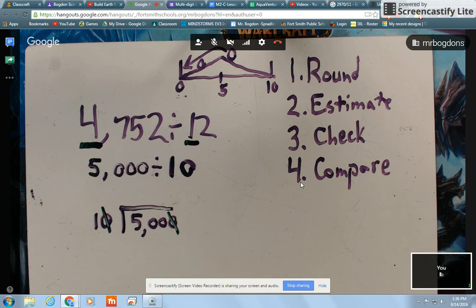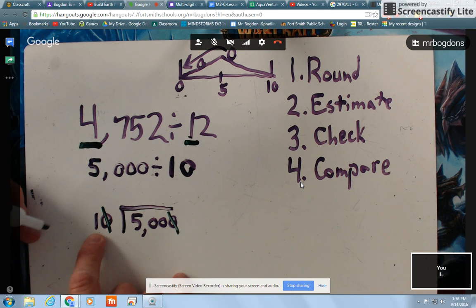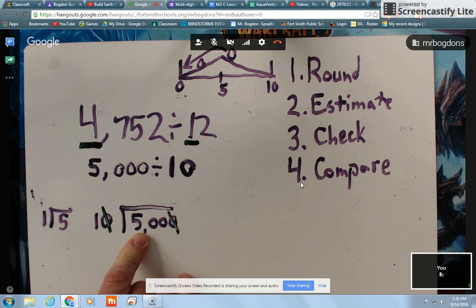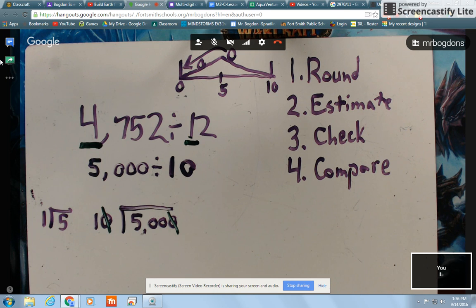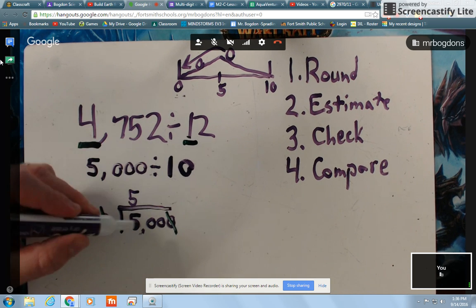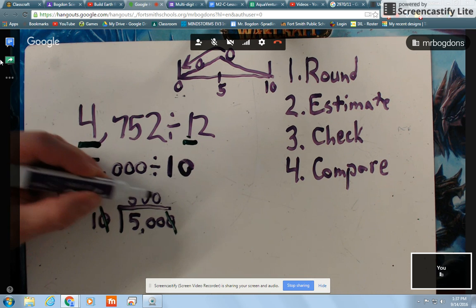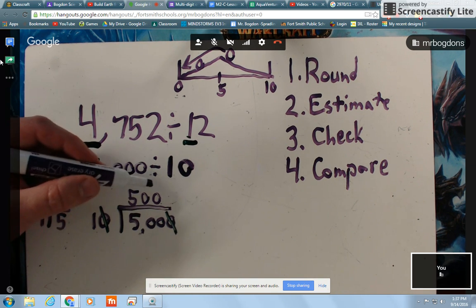Okay, so now I need to be thinking in my head, this is basically a 1-digit divisor going into 5. How many times will 1 go into 5? 5. And then how many zeros do I have down here? 2. You guys can count zeros, right?